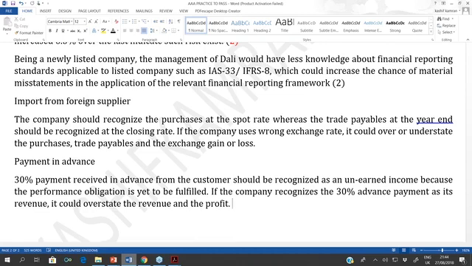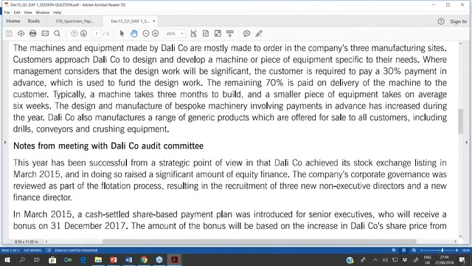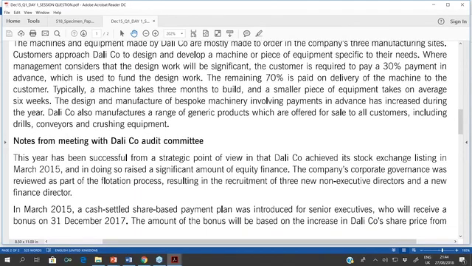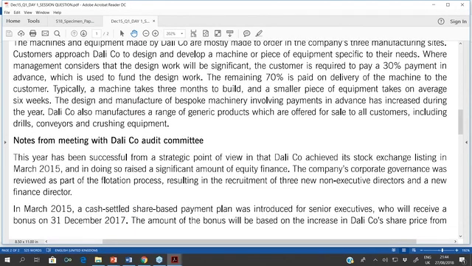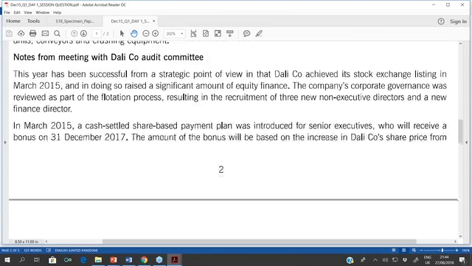Okay, the next point. Typically a machine takes 3 months to build, right? So the 30% payment is received in advance. If I receive a 30% payment in advance at the year end and I record it as my revenue, my profit will be overstated. Okay, then comes the notes from the meeting with Dali company.